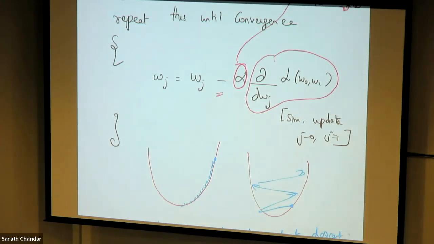Because your step is not just decided by alpha, it is also decided by the magnitude of the gradient. So if the gradient is already small, your steps are also getting small. When you reach the minimum, your gradient is 0, so you don't take any steps. So any questions about gradient descent?